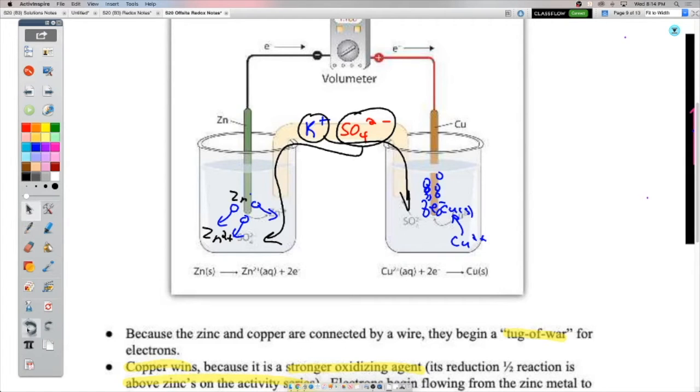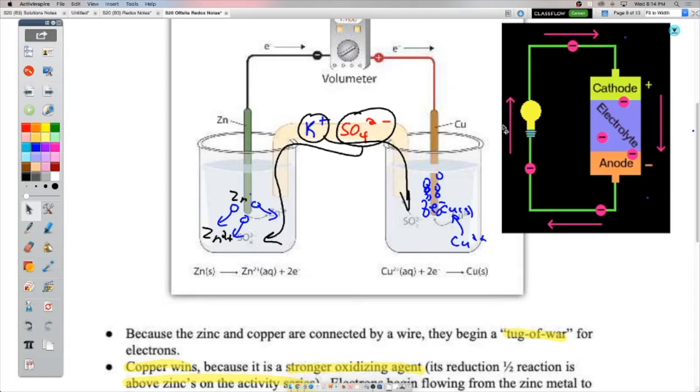Okay, so again, this is exactly how a battery works, right? So this is like your, let's say, AA battery. You've got the positive side, the negative side. Okay, electrons are going to flow from, in this case, this would be zinc, right? And it would go through the light bulb to, in this case, copper. Copper is stealing the electrons from zinc.